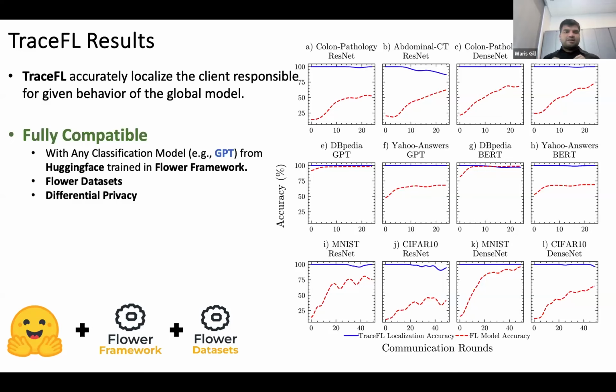You can train basically any neural network from Hugging Face in the Flower framework, and you can use TraceFL to see which client is responsible for the given behavior of the global model. It also supports Flower datasets and differential privacy.